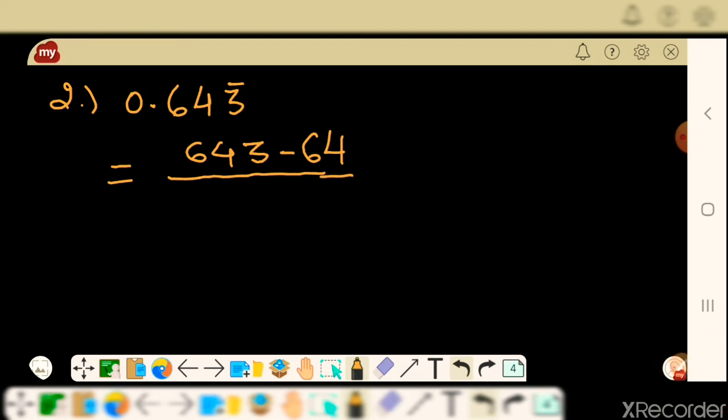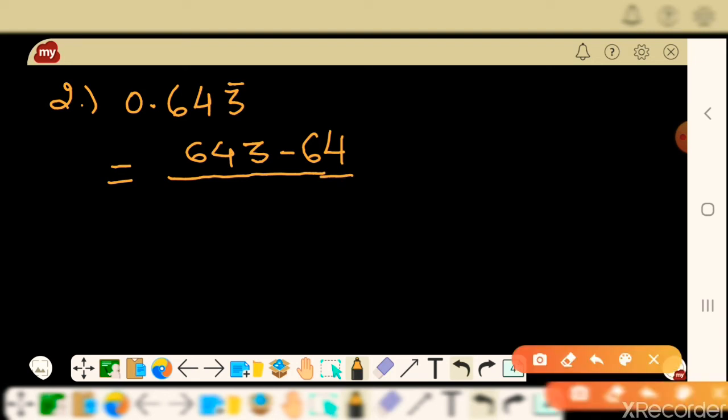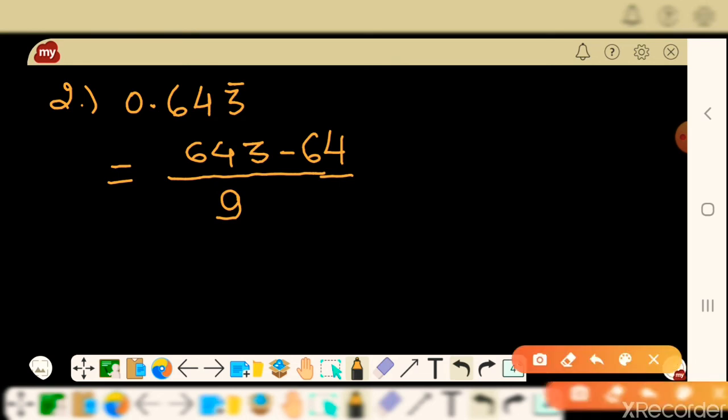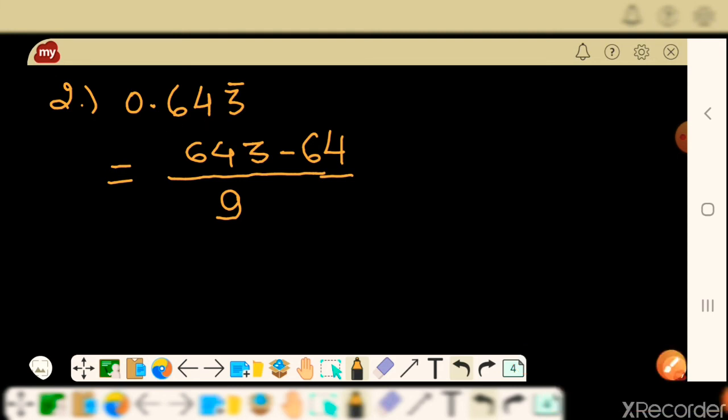And in the denominator, you can see there is only one digit repeating. So we will put 9 in the denominator, and then we have to put zeros according to the digits which are not repeating. You can see two digits are not repeating, so we will put 2 zeros after 9 in the denominator. And then we will simplify it.